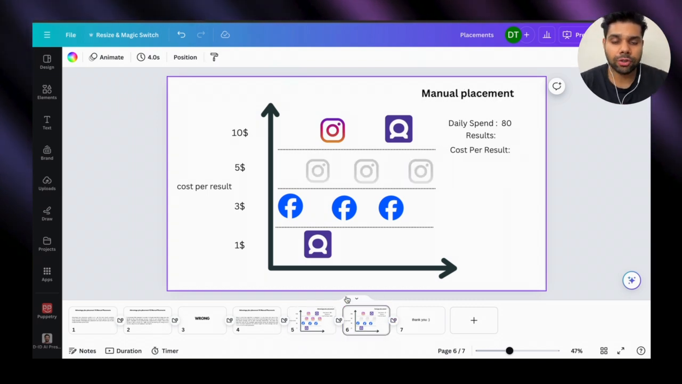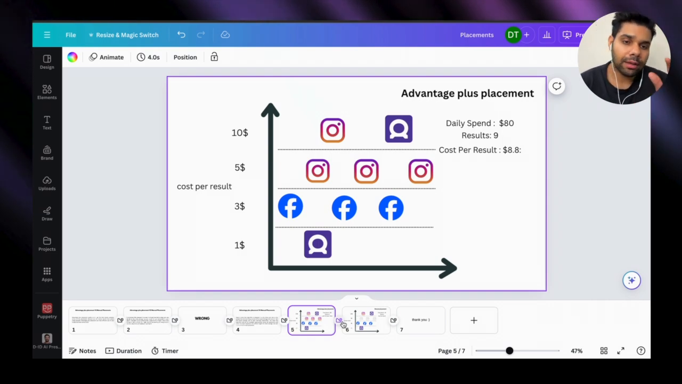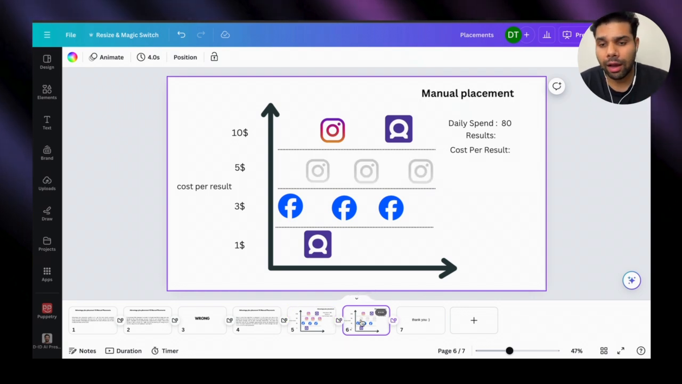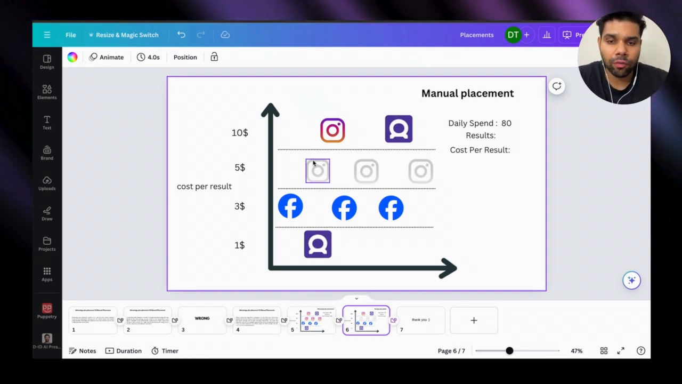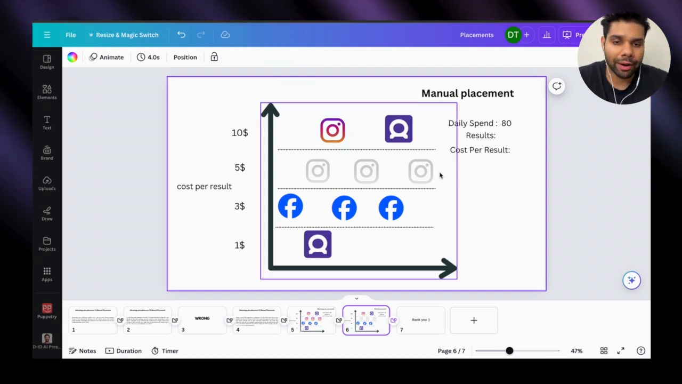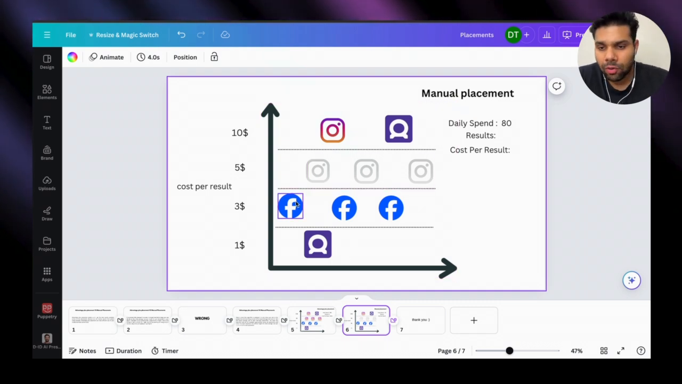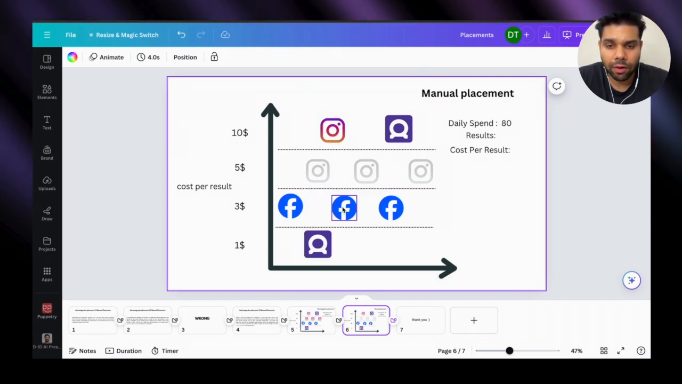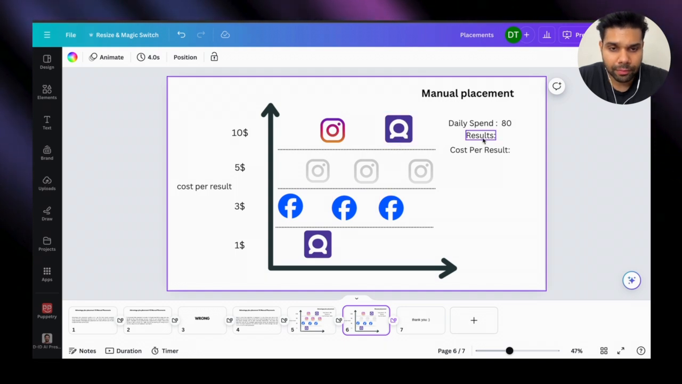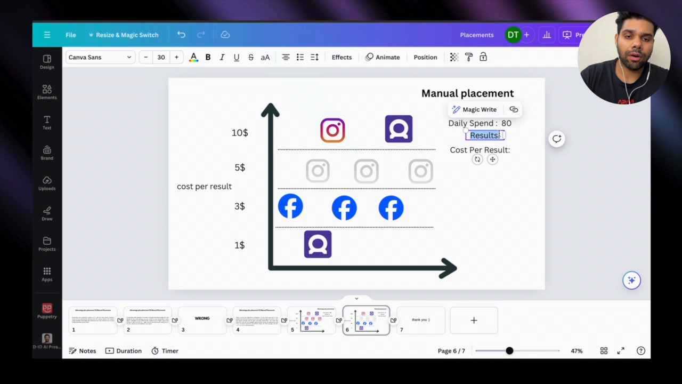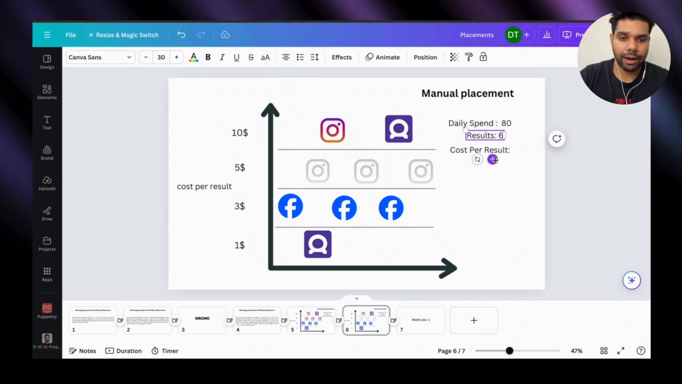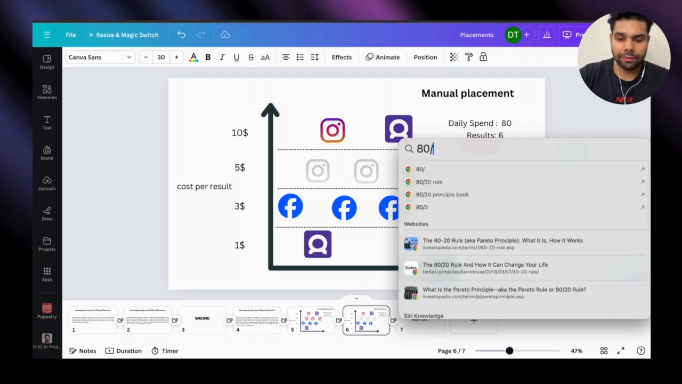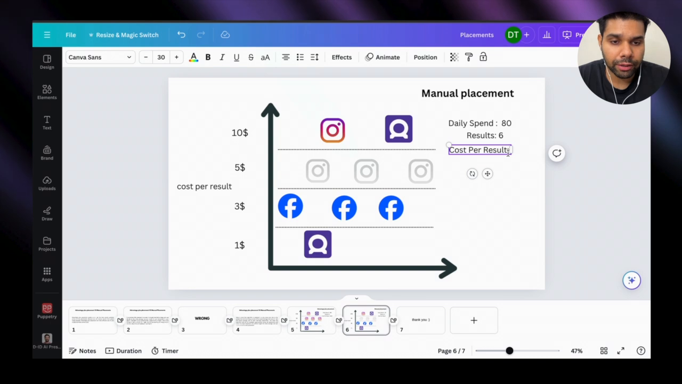Now here we are getting 9 sales and the cost per result is 8.8. Here we opted to remove the Instagram story or reels placement, right? So how many results did we get now? 1, 2, 3, 4, 5, 6. We got 6 sales, right? $80 divided by 6, that is 13.3.